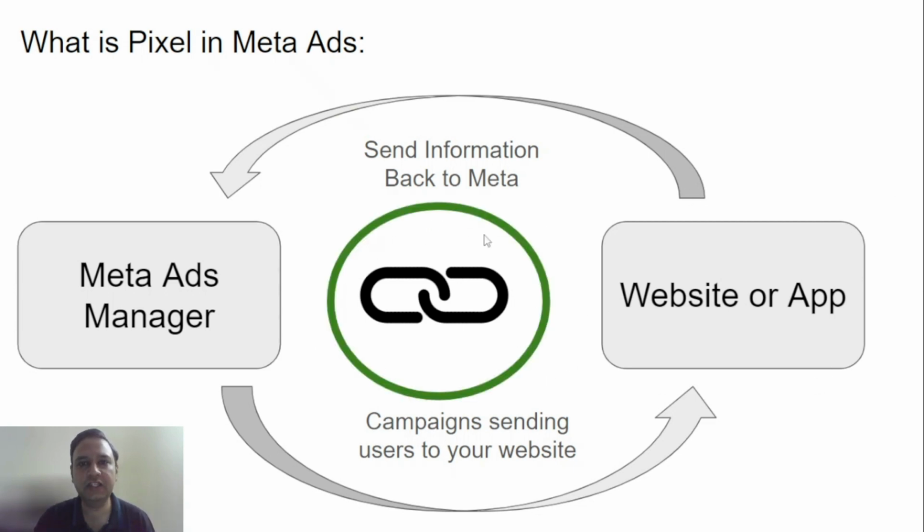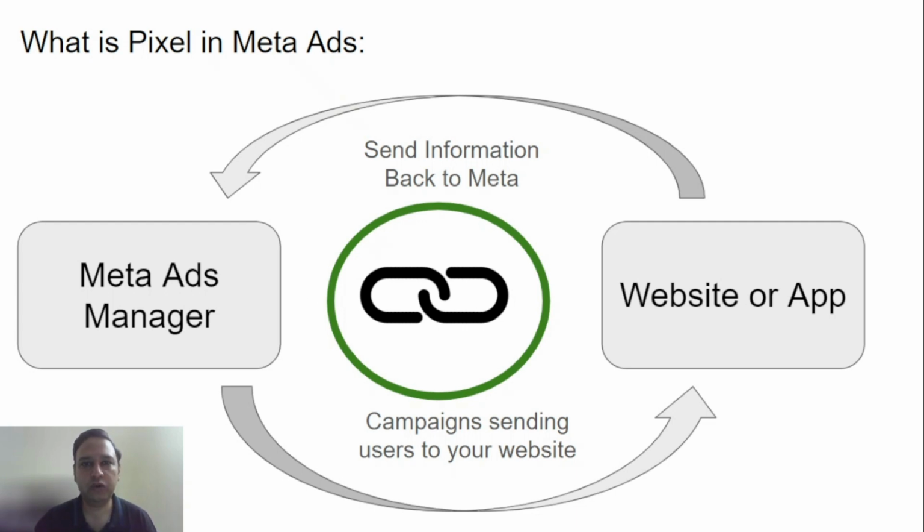So pixel is basically a piece of code which you will create using your Meta Ads Manager account, and you will place this code on your website using which you will create a link between your website and Ads Manager account, which will give Facebook the information to optimize your ads.